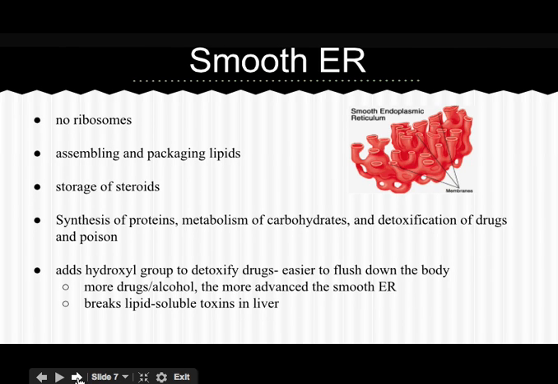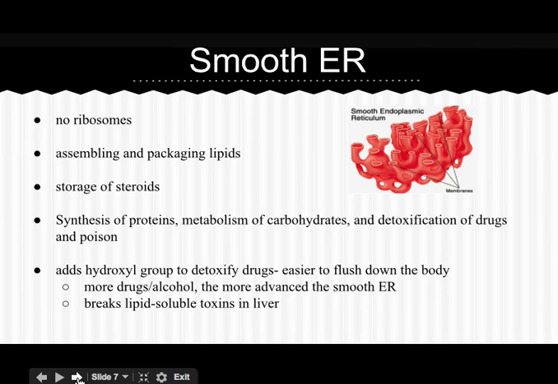So the smooth ER has no ribosomes, that's why it looks smooth, and it assembles and packages lipids. It's a place where steroids are stored. It handles the synthesis of lipids, metabolism of carbohydrates, and most importantly, the detoxification of drugs and poison. It adds a hydroxyl group to detoxify the drugs, making it easier to flush out of the body.